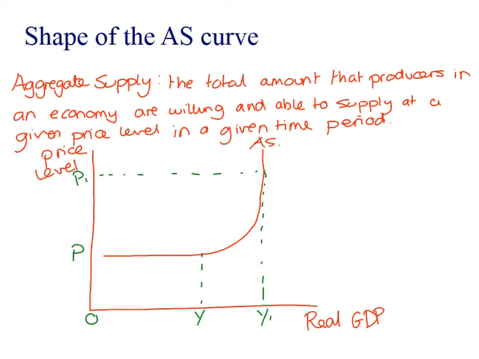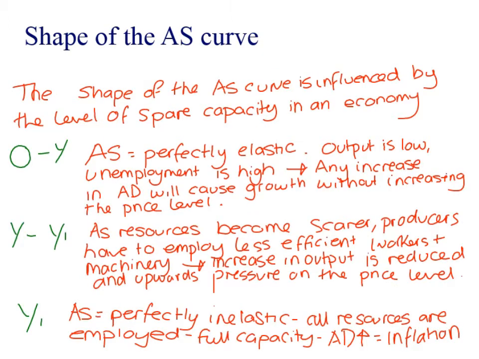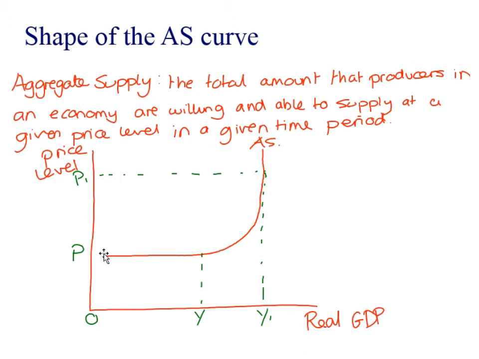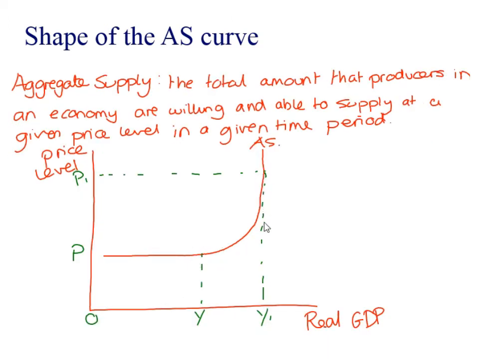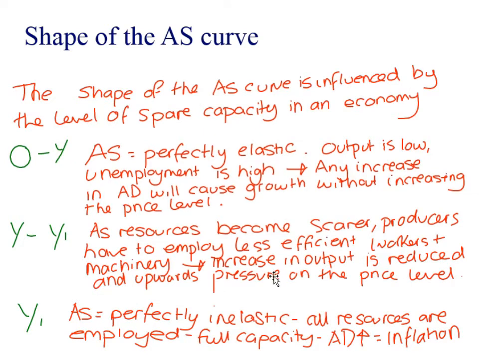And this shape actually is influenced by the level of spare capacity in the economy. So at this point it's perfectly elastic, and we've got a lot of spare capacity in the economy. You can increase your output without any effect on the price level. But as resources become scarcer at Y to Y1, so it's this point where it's curving, you are having to employ less efficient workers, less efficient machinery, and the marginal increase in output is reduced, and so you get this upwards pressure on the price level.